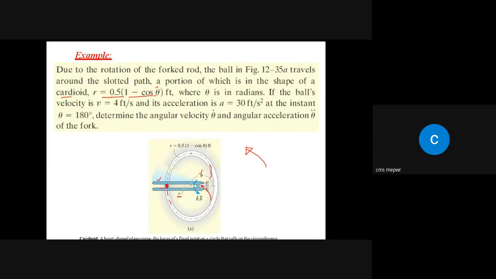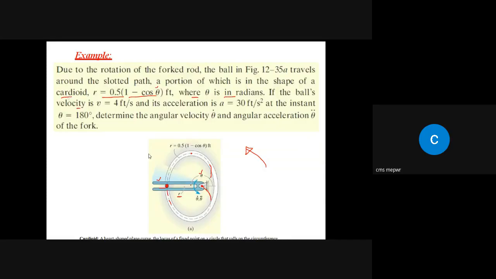Okay, these things are not asked in the question, but why I'm discussing this is just to get the practical meaning of this equation, what r means. Okay, what is this equation telling us basically? Where theta is in radians, if the ball velocity, okay, let's first discuss this cardioid motion.